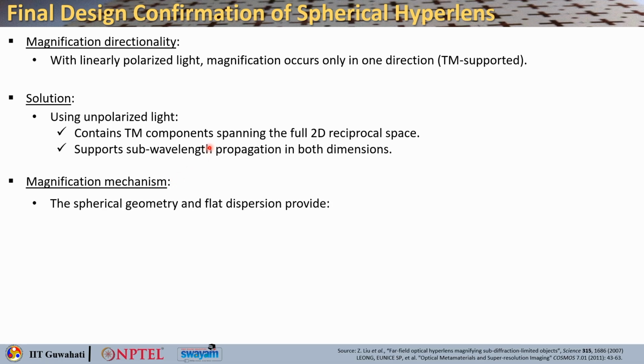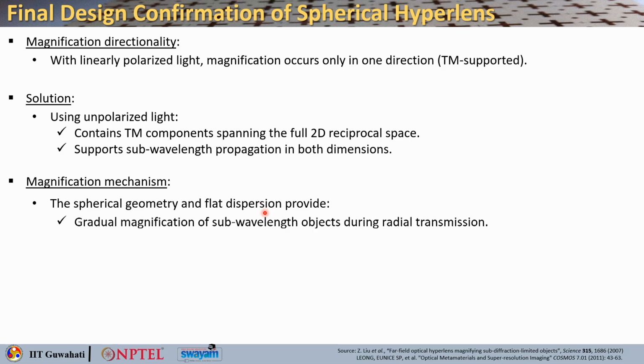So, what is the magnification mechanism? As we have discussed, we are using spherical geometry and a flat dispersion profile in that isofrequency contour. That will allow gradual magnification of the sub-wavelength objects in the radial direction, because the radii keep on increasing. So, you will see the magnification in that direction. Also, there will be adiabatic transformation of evanescent waves into propagating waves.